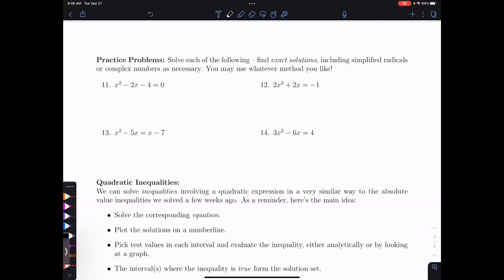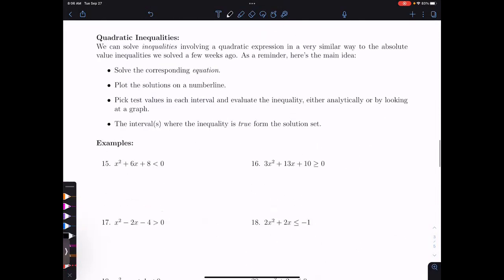These may end up having nice solutions. They may end up having solutions that are not so nice. They might be complex now, but work them. The rest of page 3 has some quadratic inequalities.